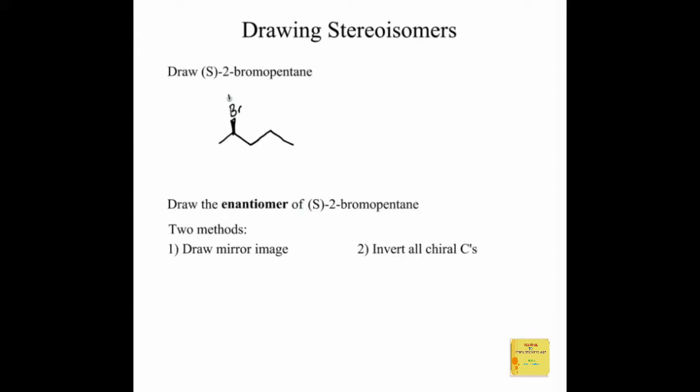Bromine would be number 1. And between these two carbons, we have a methyl and this propyl. This has an extra carbon attached, so this is number 2, and this is number 3. And our hydrogen is pointing back. So did we make the right guess? No, this looks like we drew the R configuration.